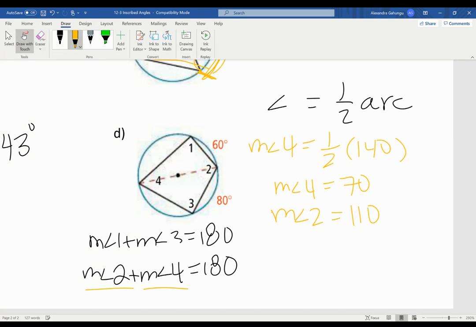Then we look at angle 1 and 3. Let's go with angle 1. So angle 1 is here, and if I extend, I look at the arc, and it's the whole semicircle. So the measure of angle 1 is 90. And if 1 and 3 are supplementary, the measure of angle 3 is also 90.